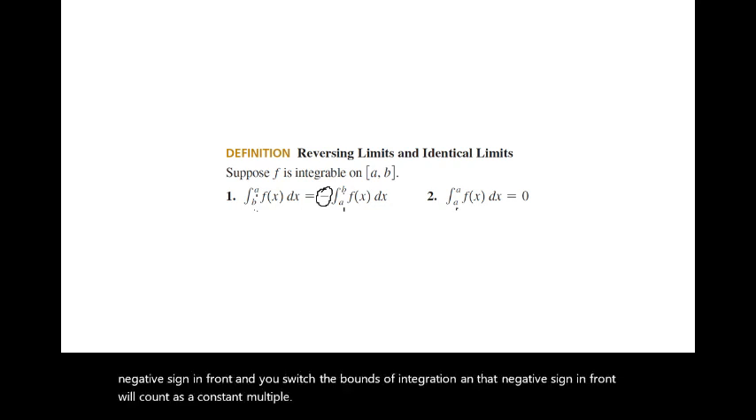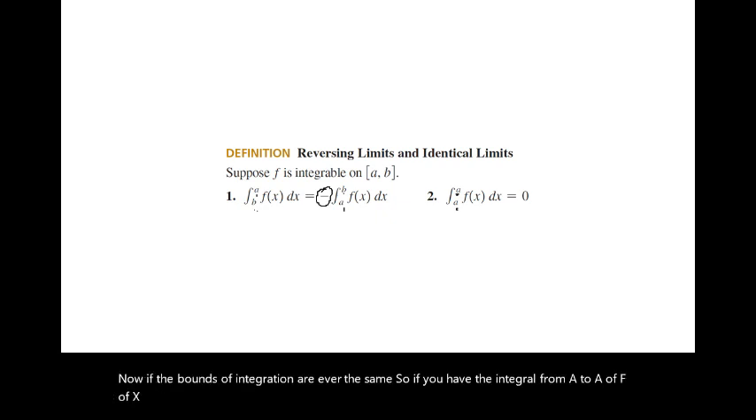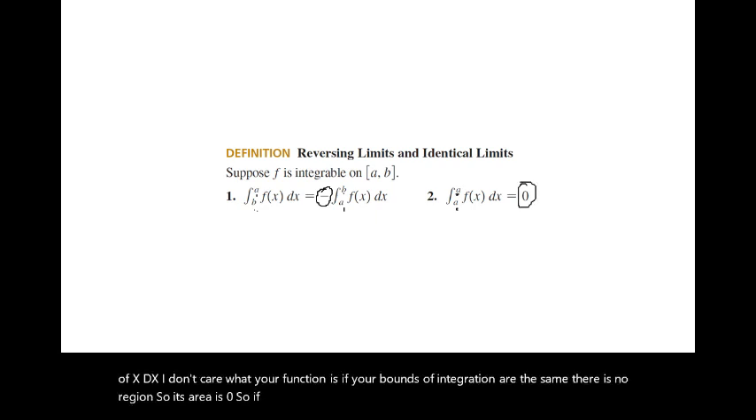Now, if the bounds of integration are ever the same, so if you have the integral from a to a of f of x dx, I don't care what your function is, if your bounds of integration are the same, there is no region, so its area is 0. So if the bounds of your integral are the same, the integral is always equal to 0.